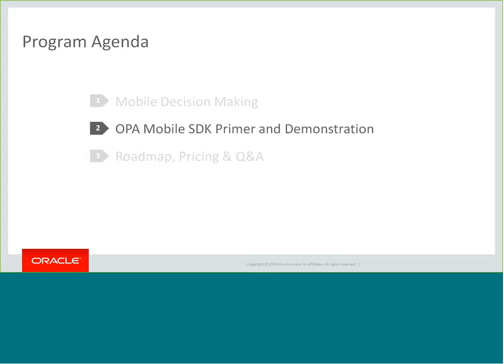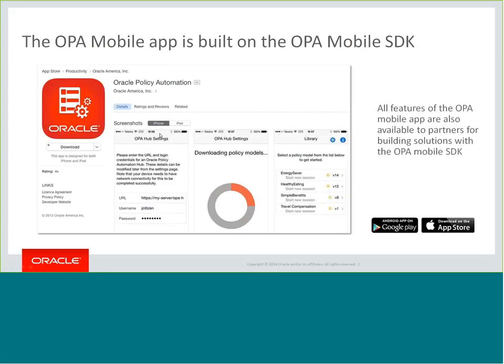All right, so how does this all relate to the mobile SDK? Well, I'm glad you asked. The mobile SDK gives you all the capabilities you get in that OPA mobile app. And if you haven't downloaded this off the Google Play Store or the Apple Store, I encourage you to go ahead and do it now. Give it 5 stars while you're there. Help us take the world by storm.